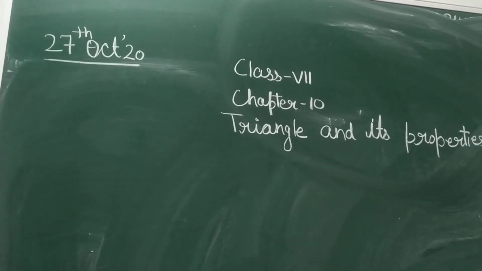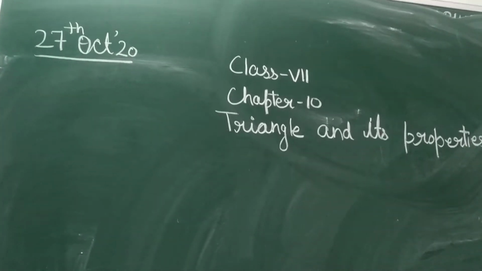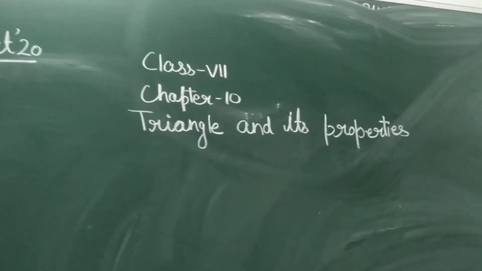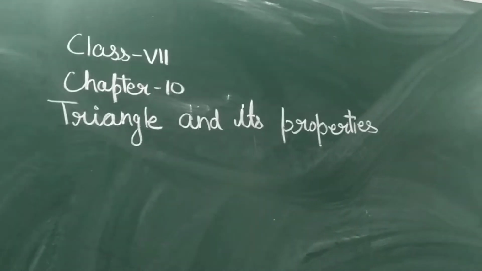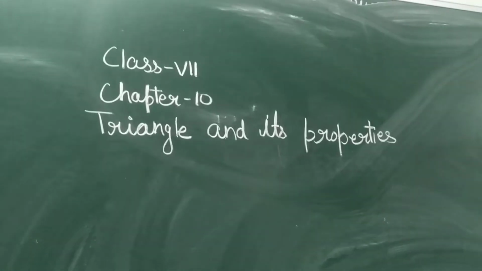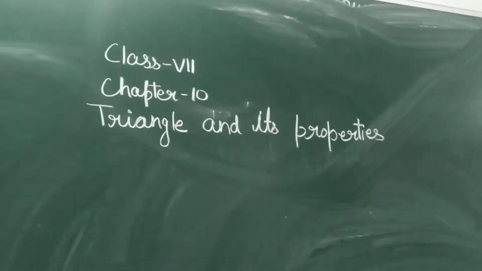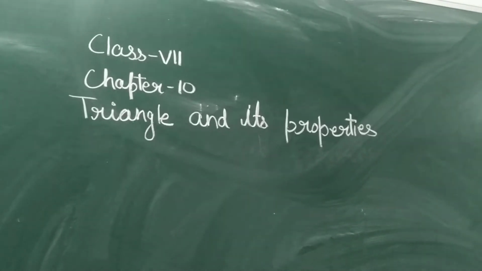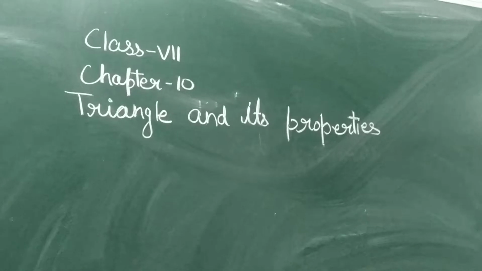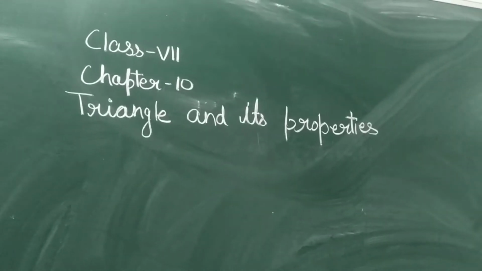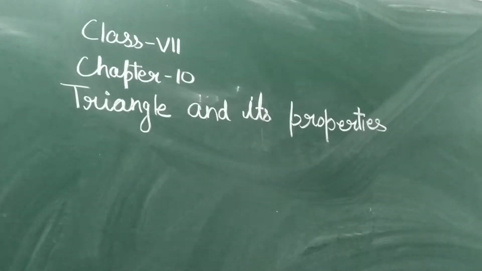Good morning, class 7th. Today we are going to start chapter number 10, Triangle and its properties. I am very happy that finally I am in school and we are going to study from the green board. Triangle and its properties. बेटा आज हम बात करेंगे what is a triangle and what are its properties.